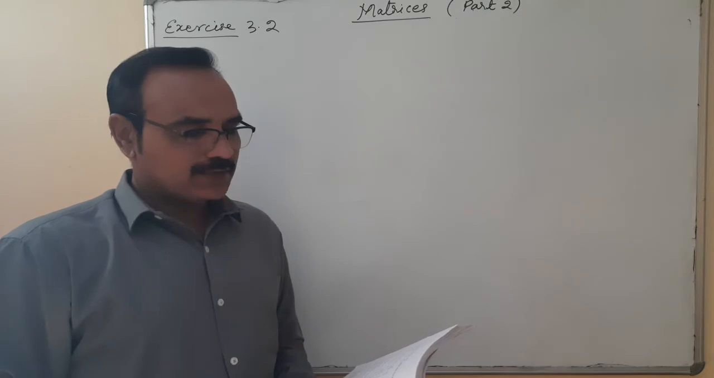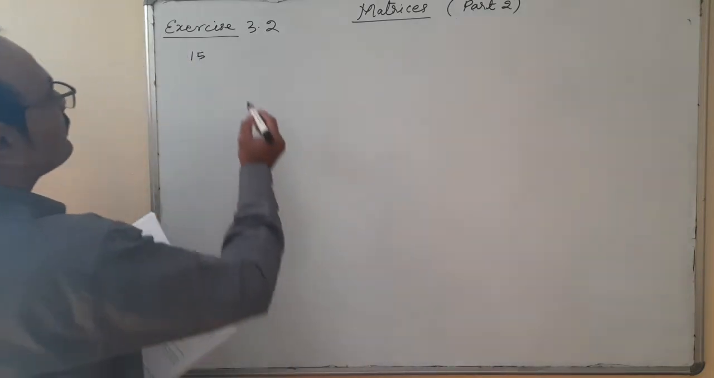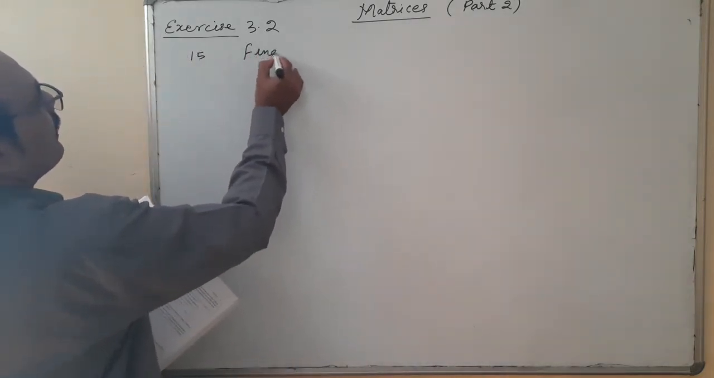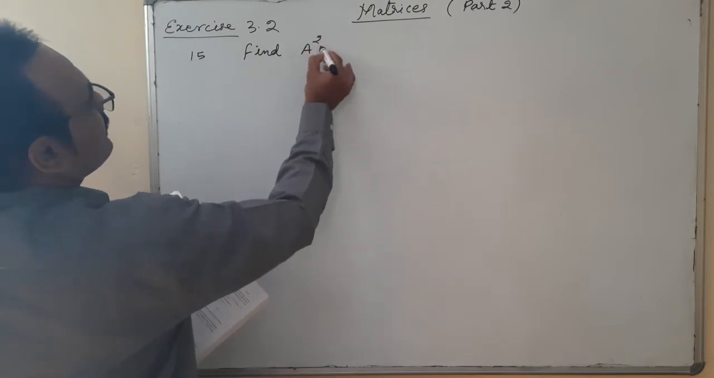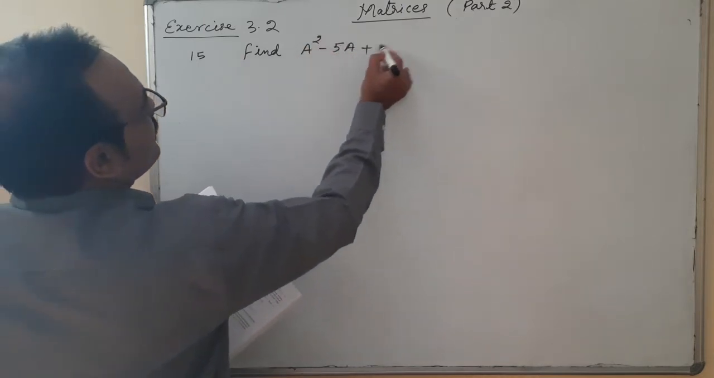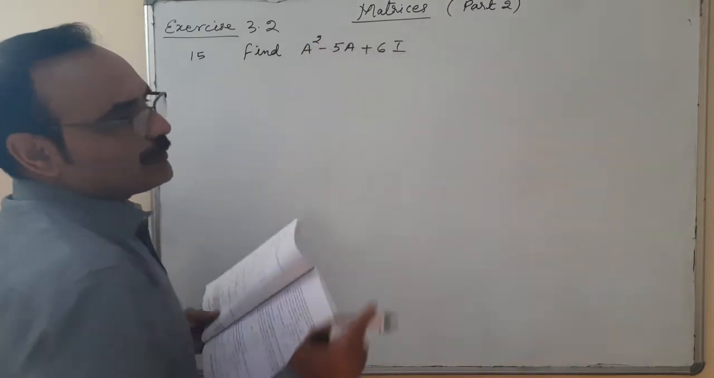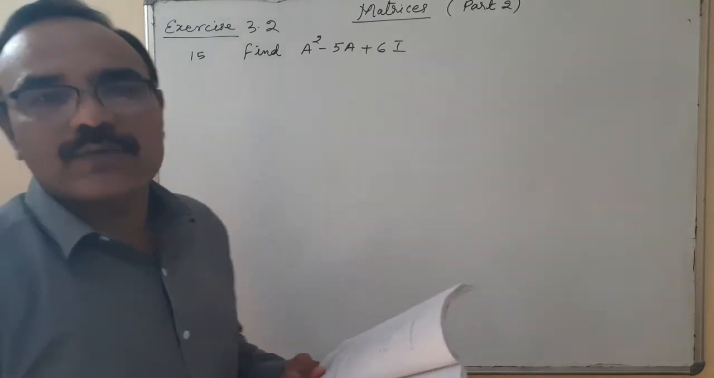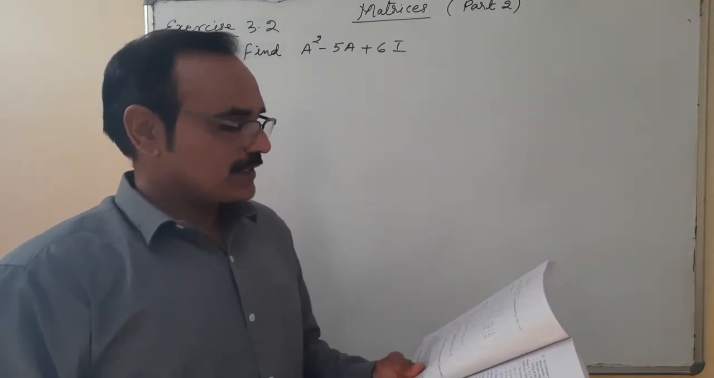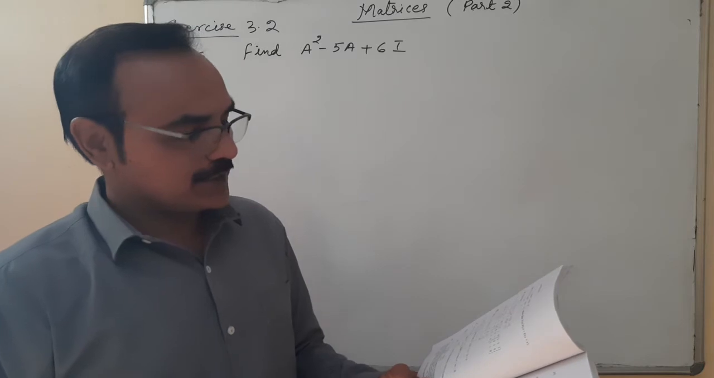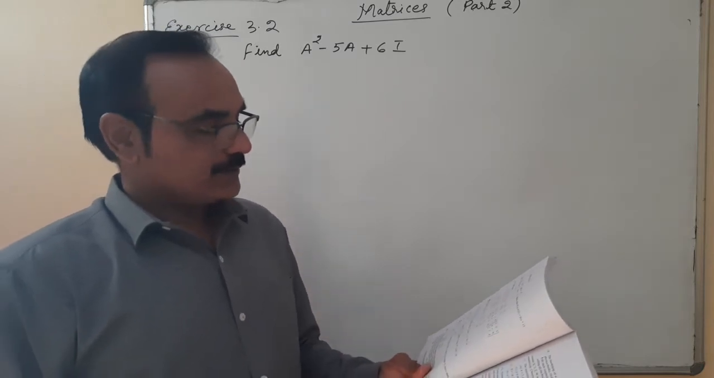Find A squared minus 5A plus 6I. I, that is the unit matrix or identity matrix of 3 cross 3. If A is a 3 cross 3 matrix, here A is a given 3 cross 3 matrix.